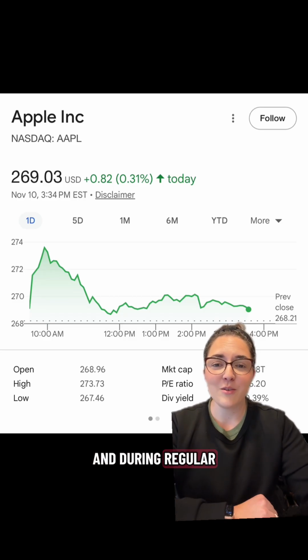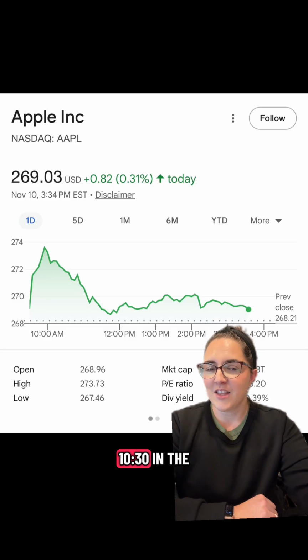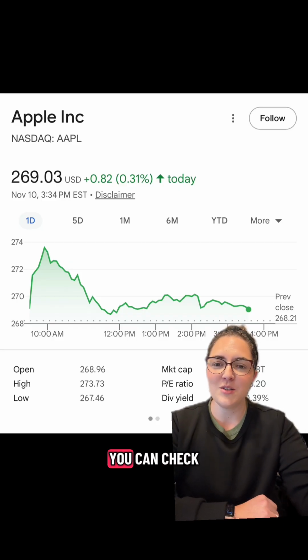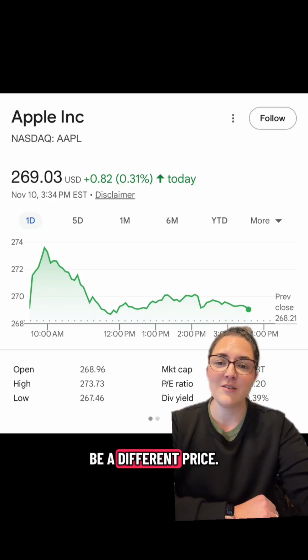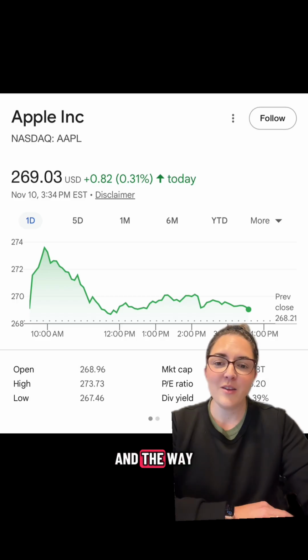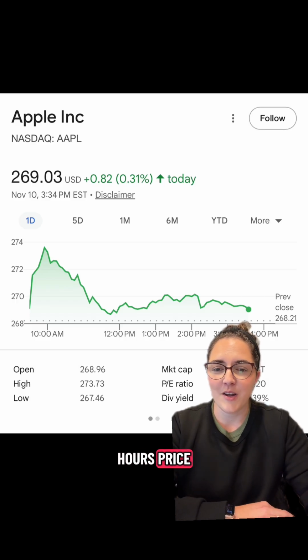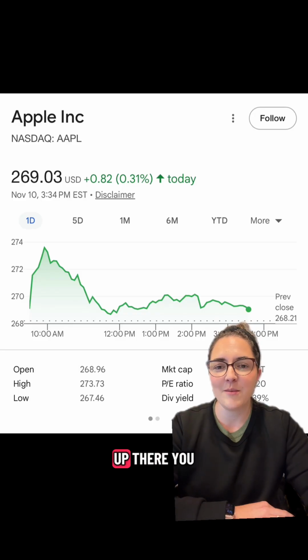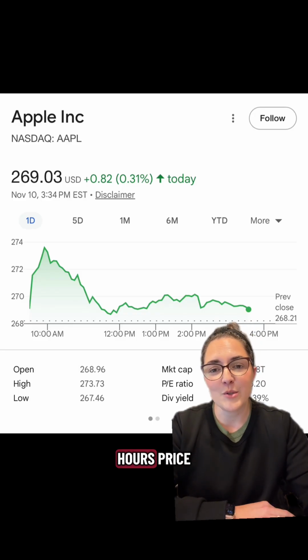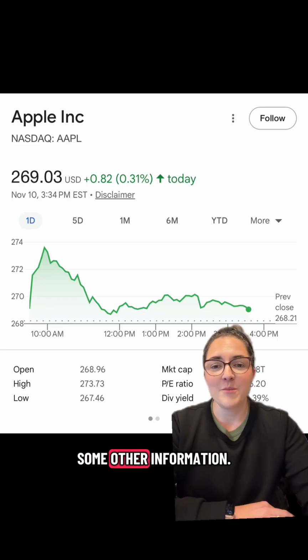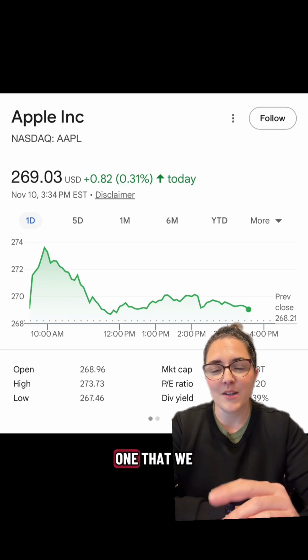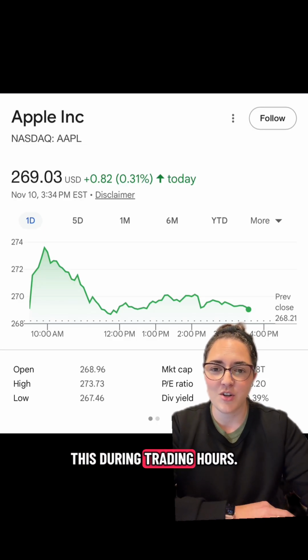And during regular market hours, that price will fluctuate. So you could check it at 10:30 in the morning and it'll be one price. You can check it at 10:35 and it might be a different price. That's all normal. And the way that you know if you're getting the during market hours or after market hours price is underneath the NASDAQ AAPL up there, you would see after hours price and it would give you another price, some other information. So we can tell by this one that we are looking at this during trading hours.